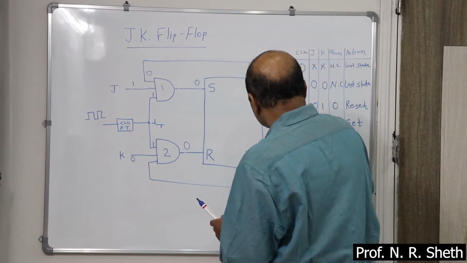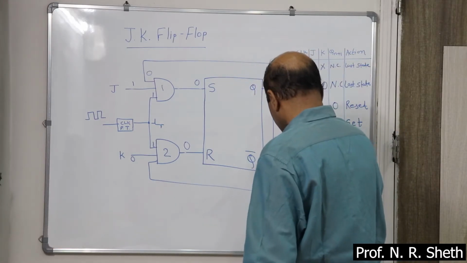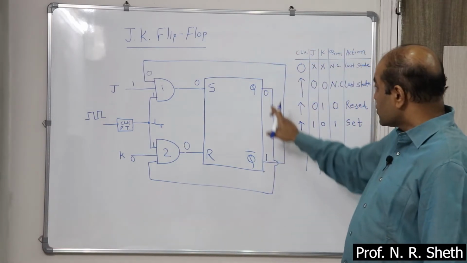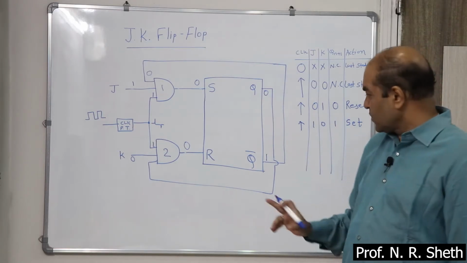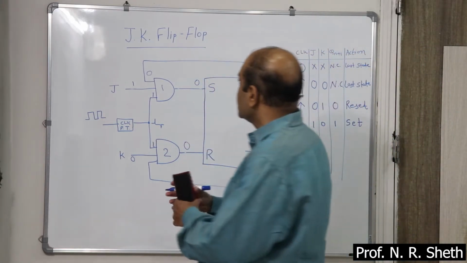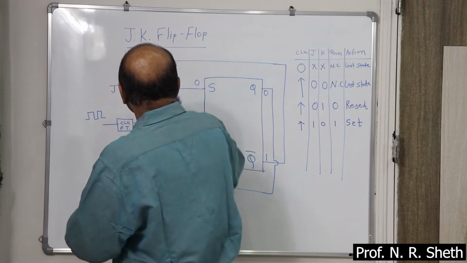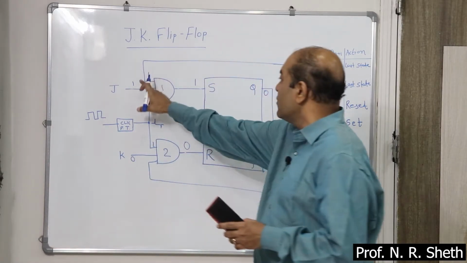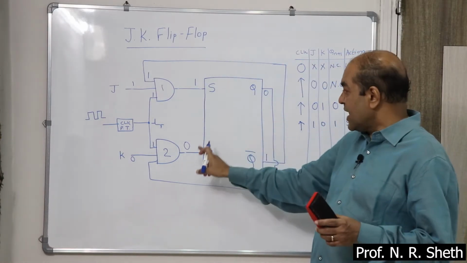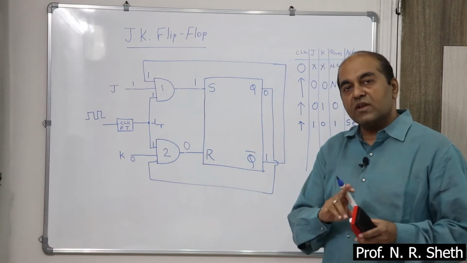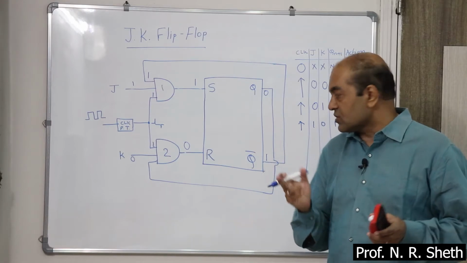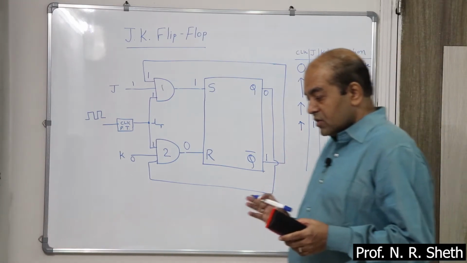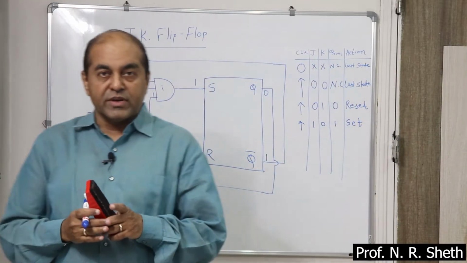Let's assume that Q bar is 1 in the previous stage. So, Q must be 0. So, Q bar connects here. So, Q bar is 1. So, all three inputs are 1. 1, 1, 1. So, this one is 1. S is 1, R is 0. S is 1, R is 0 means Q is also 1. Yes. So, in the exam, you have to explain it in this way.